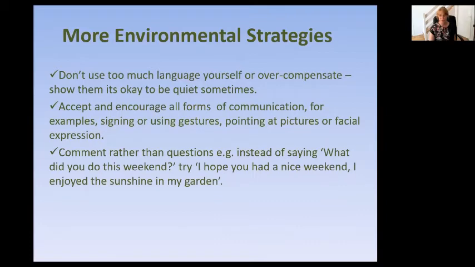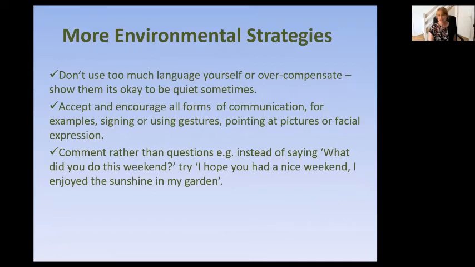Use comments rather than questions. So instead of saying, oh, what did you do at the weekend? Try, I hope you had a nice weekend. I enjoyed going in my garden. And then if the child wants to respond or just smile, then they're not under pressure to talk. Same if you're playing a game, rather than, oh, what number did you roll? You could just go, oh, I rolled 2. And give space for the child to reply or join in if they choose to, but there's no pressure that they have to. You may need to leave little gaps and silences in order for them to join in.